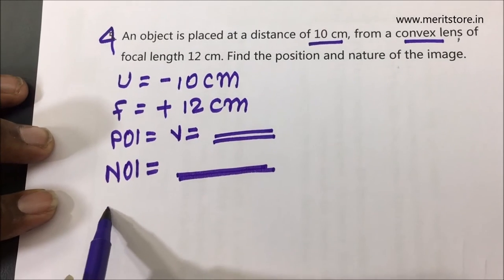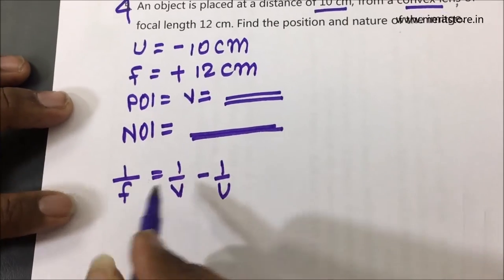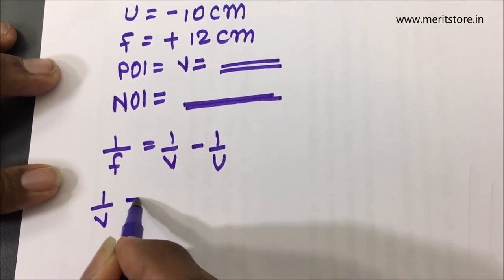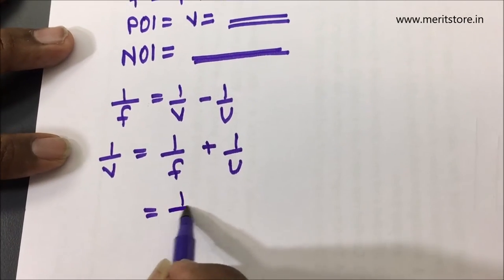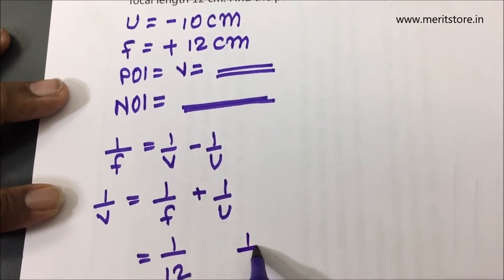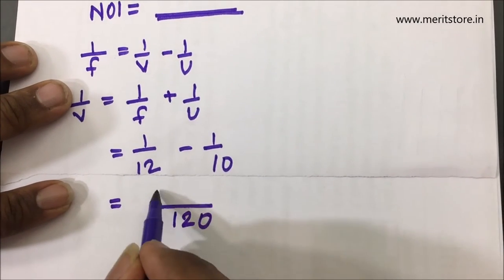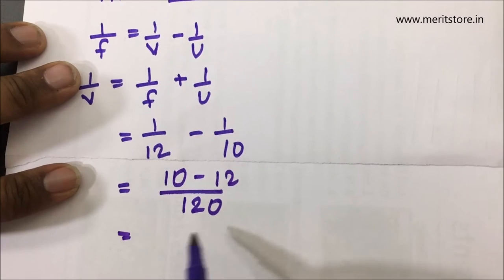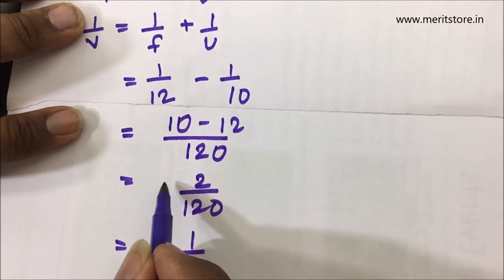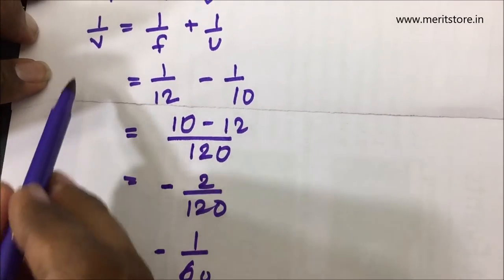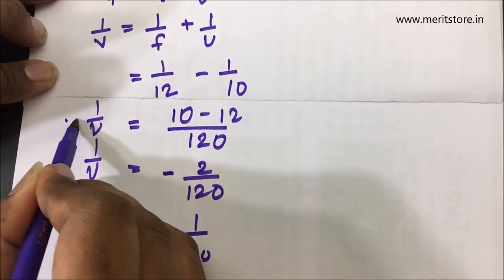Okay, very simple sum. 1 upon F is equal to 1 upon V minus 1 upon U. What do I want? V again the same way. 1 upon V is equal to 1 upon F plus 1 upon U. Start substituting. 1 upon F, 12. 1 upon U, 10 minus. So the LCM is, I'm taking 120, so this is going to be 10 minus 12, that is going to be 2 upon 120, that is going to be 1 upon 60. Notice the negative sign? You put the negative sign. Now, this is not equal to V, this is 1 upon V. Students may make a mistake if you don't carry this forward as it is.